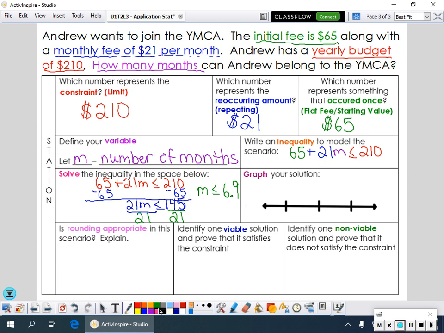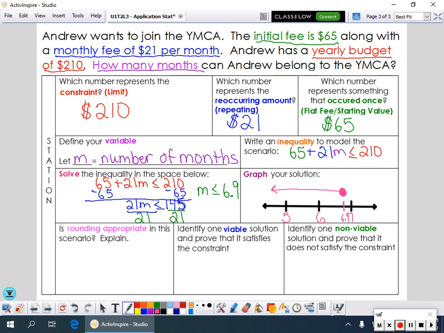So I'm going to start off, we haven't really graphed decimals yet, but I'll start with a 6, a 7, and a 5 here. My answer 6.9 is going to be close to 7, so I'll put it right here. And it could be equal to that, so I'll fill this in. It's got to be less than or equal to 6.9.